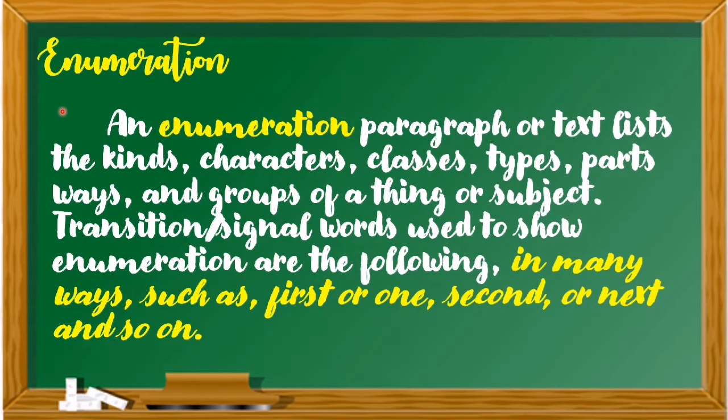So what is enumeration? An enumeration paragraph or text list defines characters, classes, types, parts, ways, and groups of a thing or subject. Transition or signal words used to show enumeration are the following: in many ways, such as first or one, second or next, and so on.